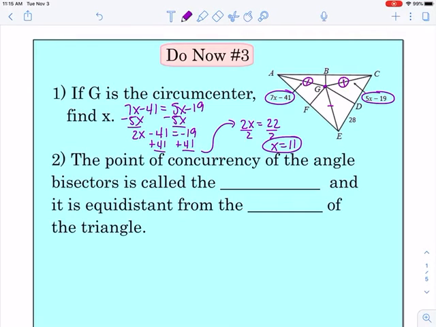For number 2, the point of concurrency of the angle bisectors is called the incenter, and it is equidistant from the sides of the triangle.